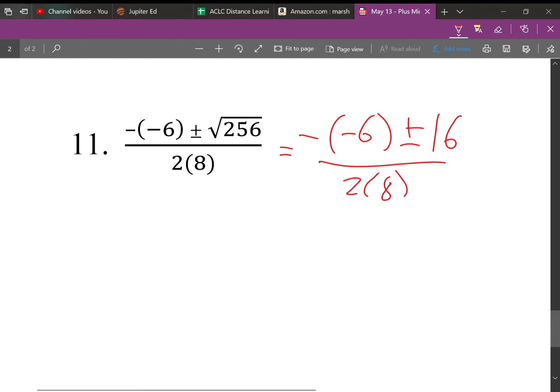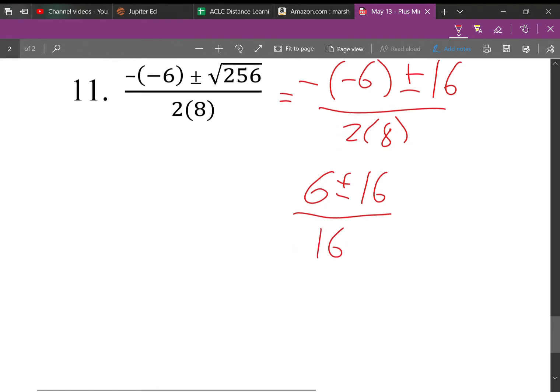Now if we look again for grouping symbols, remember the division bar itself counts as a grouping symbol, which means I want to take care of the top and bottom separately. Now I can definitely say that minus 6, or negative 6, becomes positive 6. Plus or minus is still there, 16. And then on the bottom, 2 times 8 is 16. And we want to get this far before we split it. So we've simplified as much as we can.